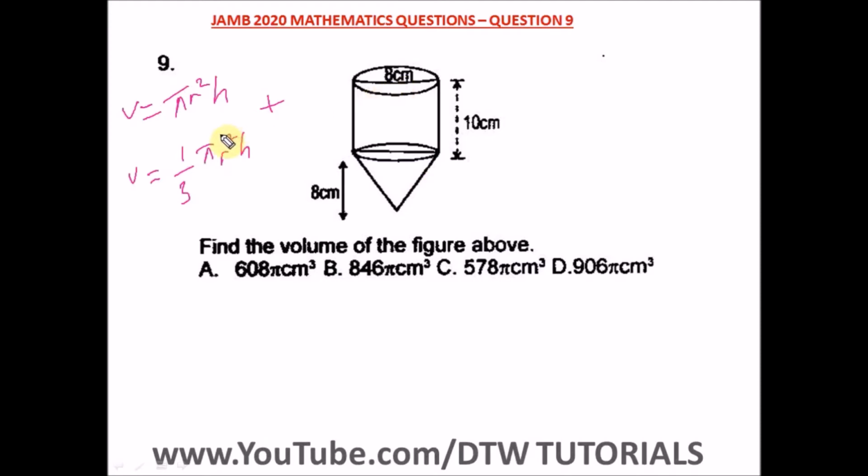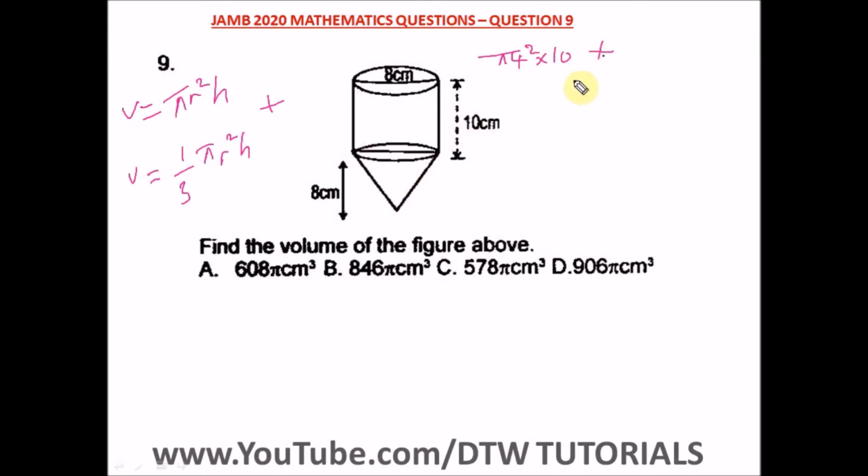So we have pi. What's our radius here? The radius of this cylinder is half of the diameter, which is 8 divided by 2, which is 4. So we have radius as 4 squared. What's the height of the cylinder? It is times 10 centimeters. So we plus it. Now we come to the volume of the cone.